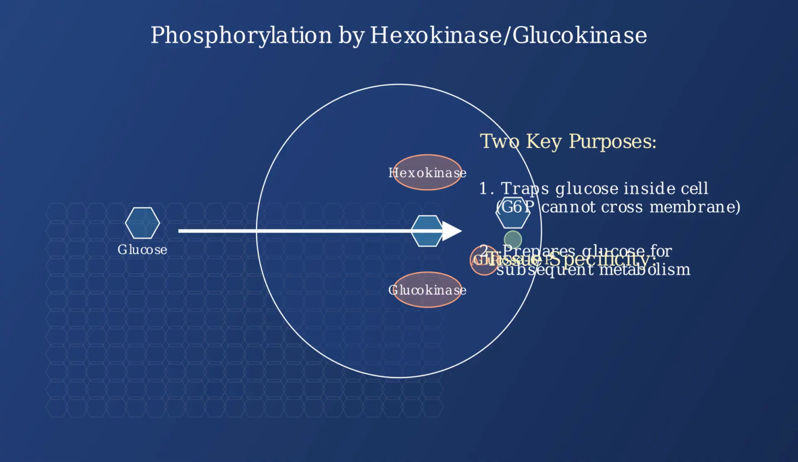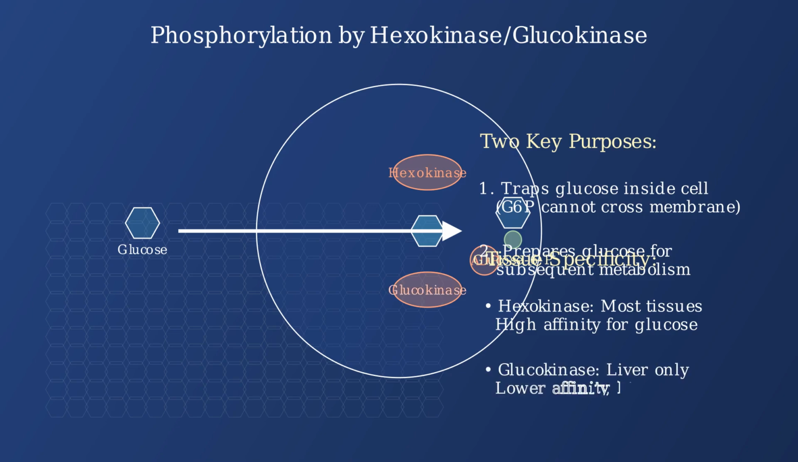There's an important distinction between the two enzymes that catalyze this reaction. Hexokinase is found in most tissues and has a high affinity for glucose, meaning it works efficiently even at low glucose concentrations. Glucokinase, however, is primarily found in the liver and has a lower affinity but higher capacity, allowing it to process glucose more efficiently after meals when blood glucose levels are high.